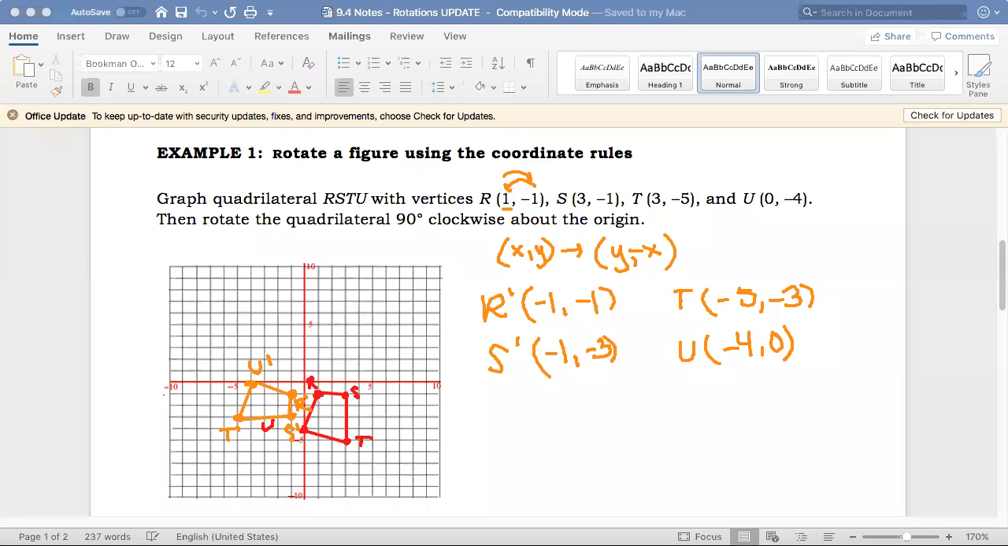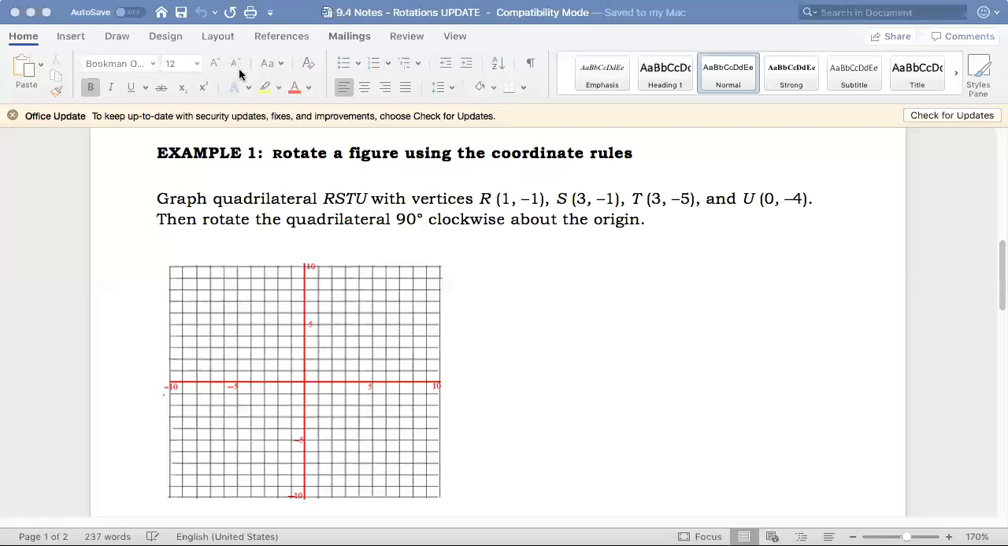And you can actually kind of see, if you're looking at this on the screen and you just turn your head 90 degrees, that it's actually making that rotation. Now, if we were in school, I would have you physically turn your paper and you can see that it's doing that. But unfortunately, we're not. So this is the best that we get to do. So that's our first problem.